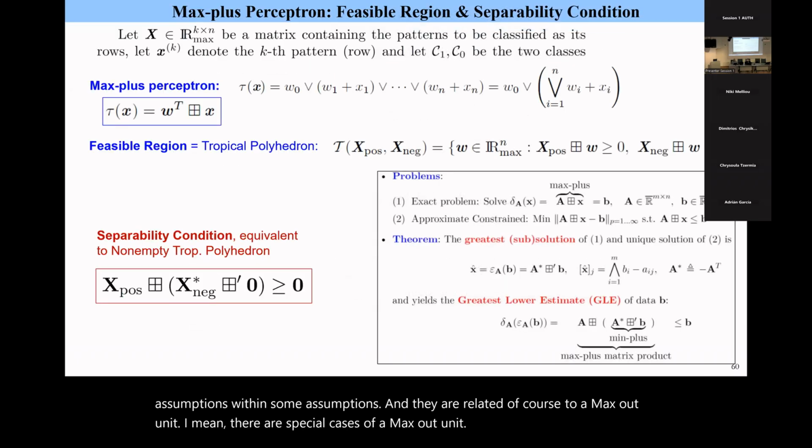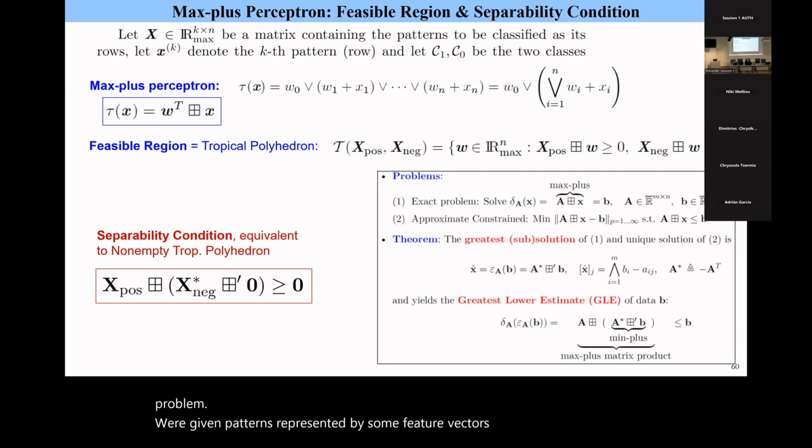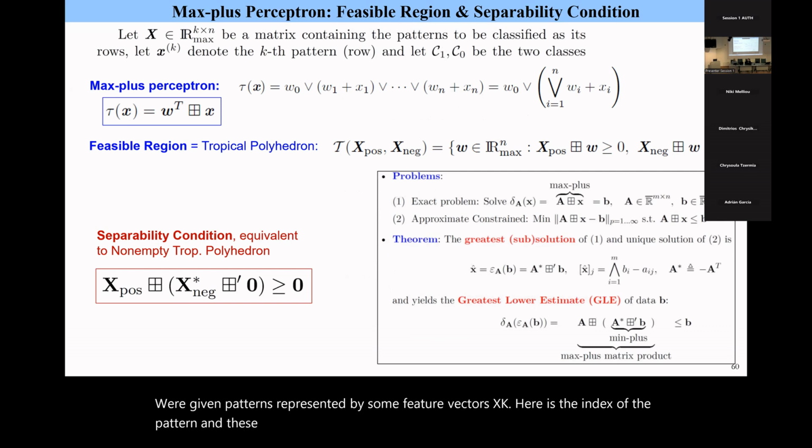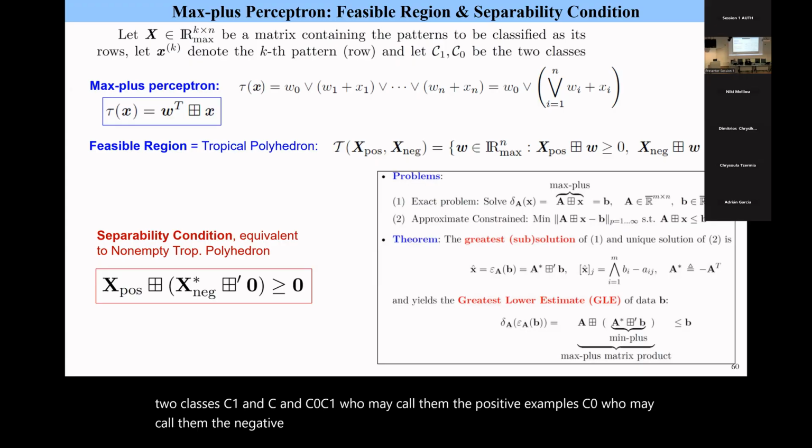Now, the first result here is the following. Suppose we have a binary classification problem. We are given patterns represented by some feature vectors x. K here is the index of the pattern, and these vectors are row vectors. And these vectors represent patterns from two classes, C1 and C0. C1, we may call them the positive examples. C0, we may call them the negative examples. And we consider the max plus perceptron with weights W.